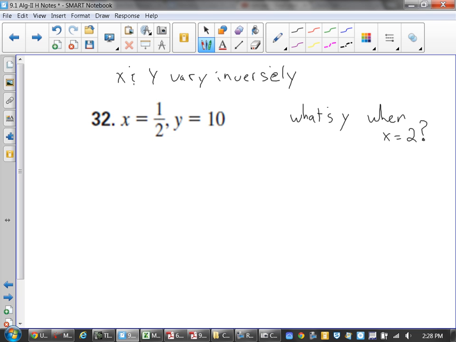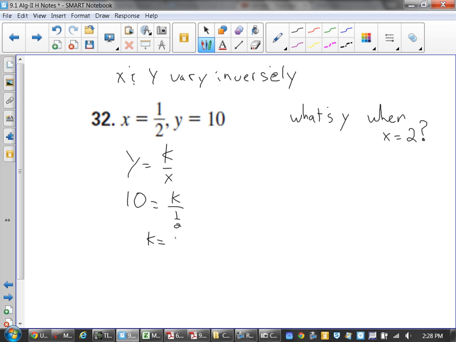When you start this out, it starts the same way. Y equals k over x. Substitute in what you know. 10 equals k over a half. So did you get k equals 20? No.